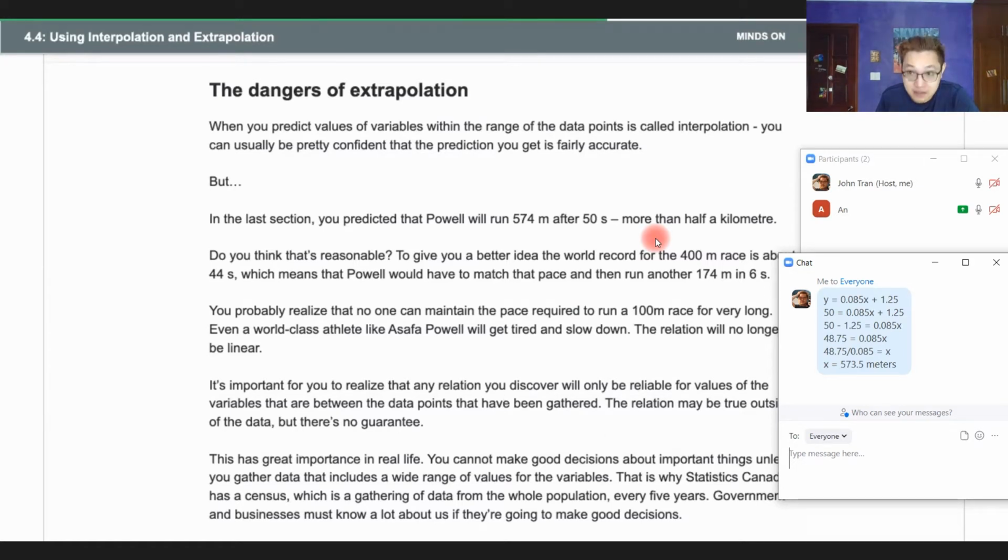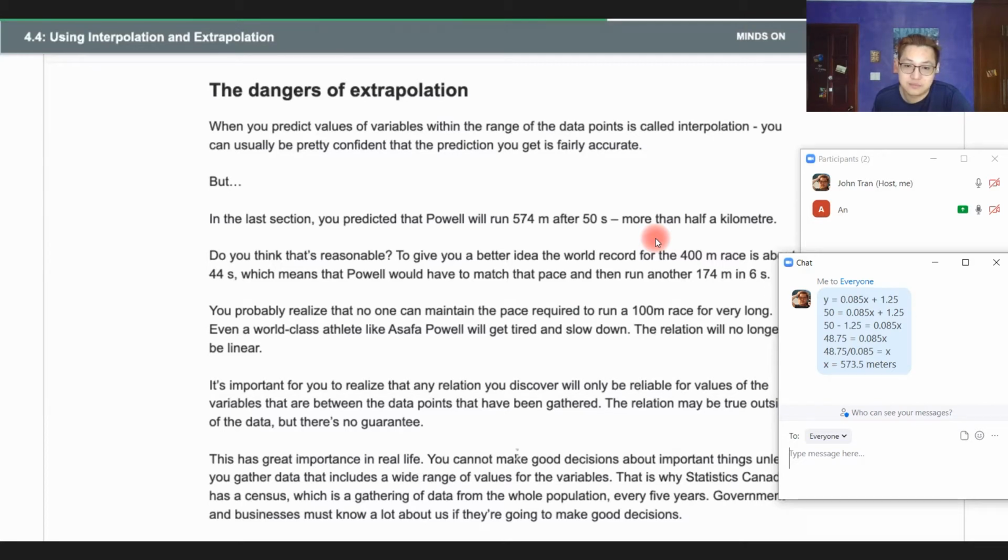The relation may be true if you interpolate, which is between the values that you are given, then the value will probably be correct. But if you extrapolate, it's out of the range, and there's a lot of things that can happen. So when you extrapolate, it won't really be correct. The relation may be true outside of the data, but there's no guarantee.